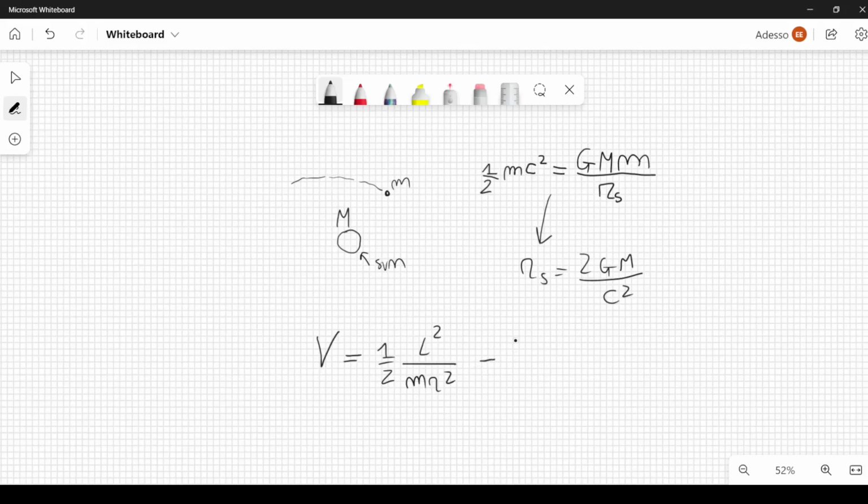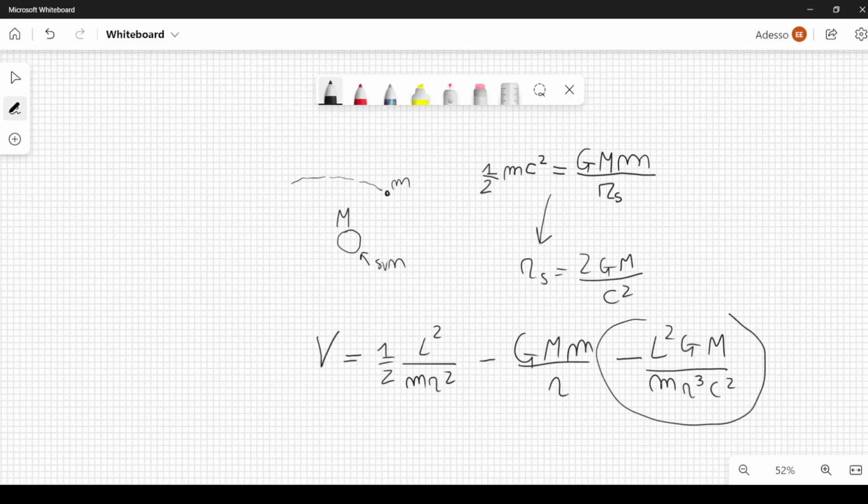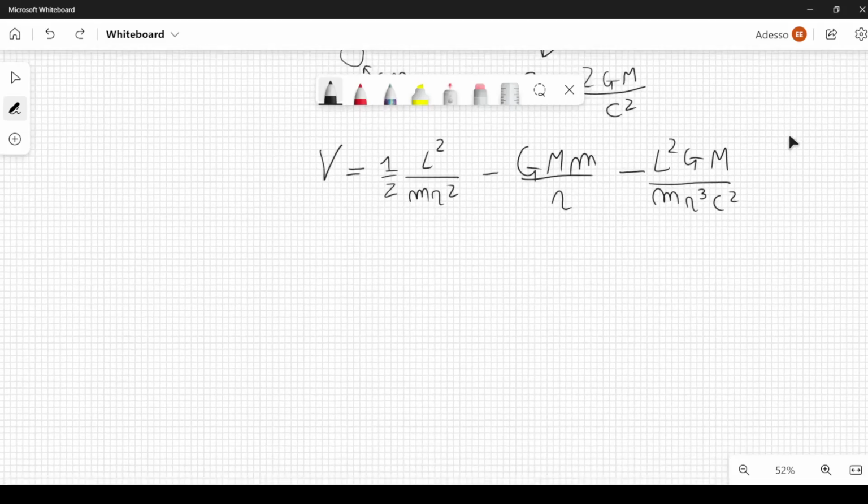Then we have minus G M m over r, and this is the usual potential energy that we also have in non-relativistic physics. And then we have a correction term, which is given by minus L squared G M divided by m r cubed c squared. This is due to relativistic corrections, due to the theory of relativity. In non-relativistic physics, there can exist arbitrarily small orbits with arbitrarily small angular momentum L. But in general relativity, this is not so.